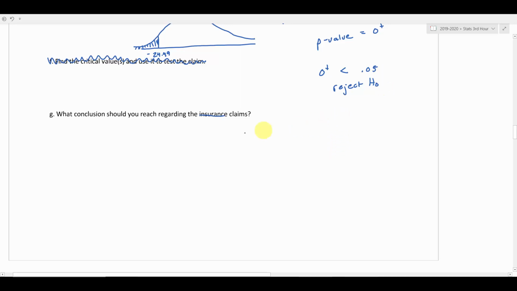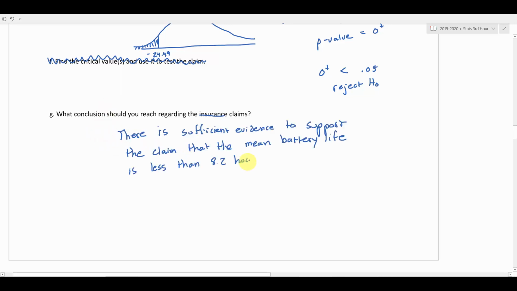But we want to state this in English. Here's what we should say: there is sufficient evidence to support the claim. Remember, our claim was that the battery life was less than 8.2 hours. They had feared that the quality of their batteries had gone down. So that was the claim. And there is sufficient evidence to support the claim that the mean battery life is less than 8.2 hours. This is what our test has told us in plain English.